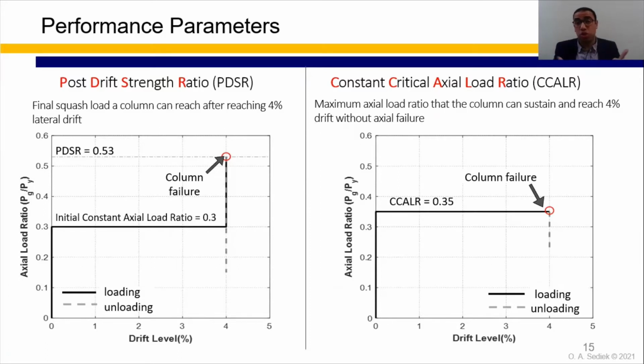variable axial load during earthquakes, while the other performance parameter is the constant critical axial load ratio, or CCLR, which is defined as the maximum axial load ratio that the column can sustain and reach 4% drift without axial failure. And it can be used to quantify the axial capacity of interior columns in special moment frames, because they are not usually subjected to variable axial loads.